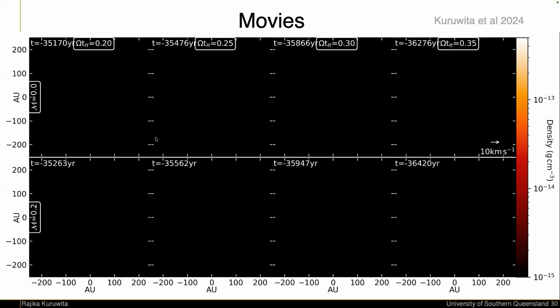So I'll just show you the movies here. On the top line, I have the simulations without turbulence, and on the bottom I have simulations with turbulence. And on the left we have the clouds that spin slowly, and on the right we have the clouds that spin quick. Was there a question?